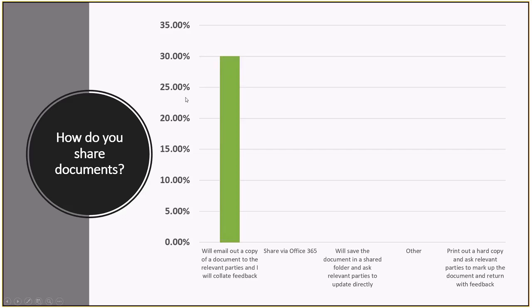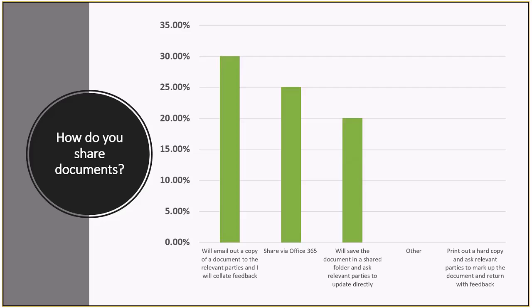And again, this bit was quite nice to see. So the results were most people will email out a copy. Next, you then had about 25% of people would share via Office 365, followed by 20% of people who would put the file into a shared folder and let people access that via a network drive. 15% would use a combination of all three. And thankfully, only 10% of people who responded would print out a hard copy.